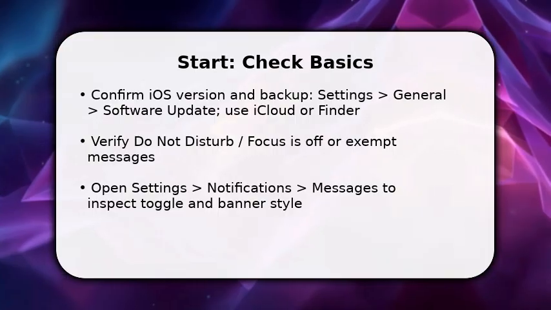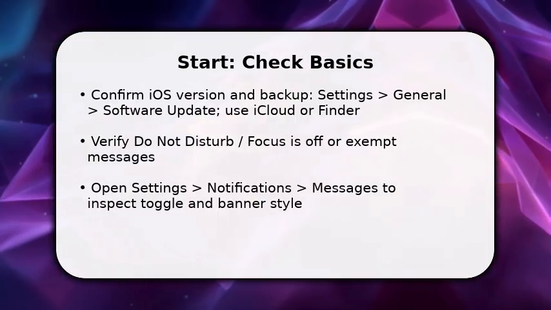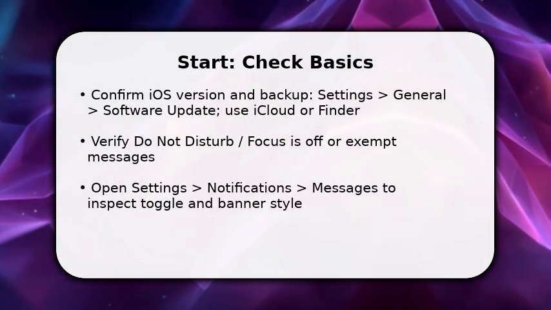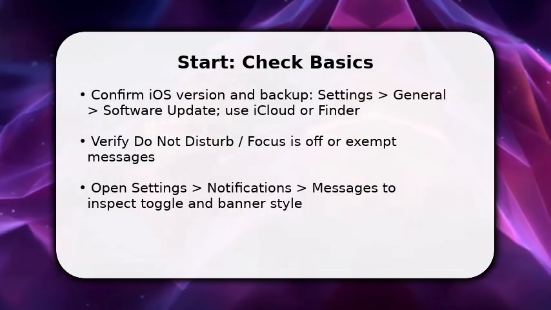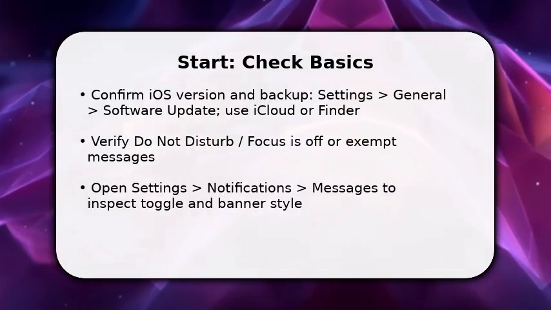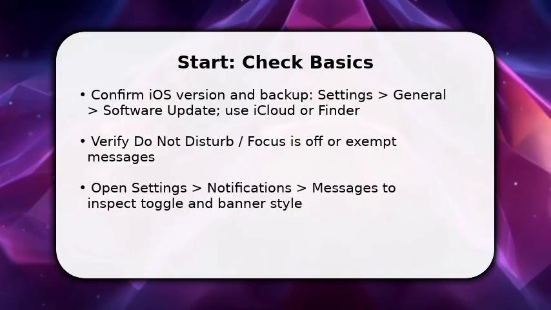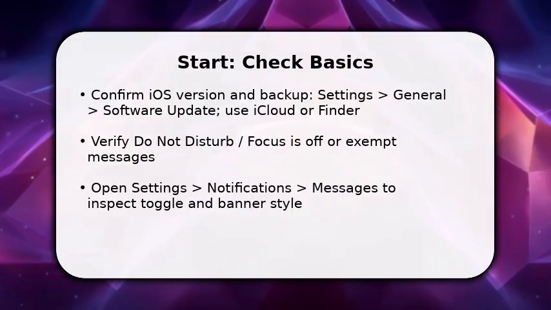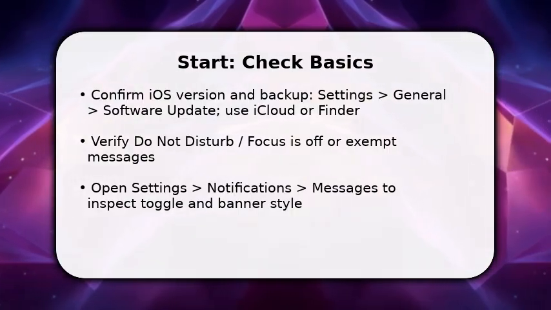Now open Settings, go to Notifications, then Messages. Confirm Allow Notifications is on and choose Banners for immediate alerts. This starts the fix, because many issues are just toggles or outdated software preventing alerts from appearing.